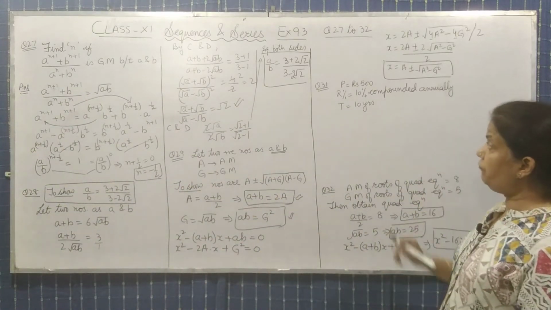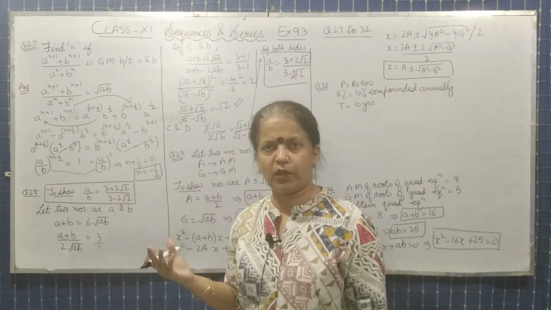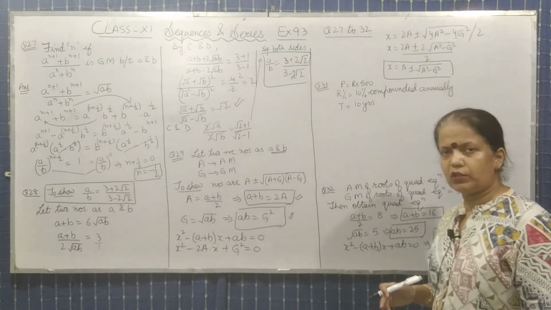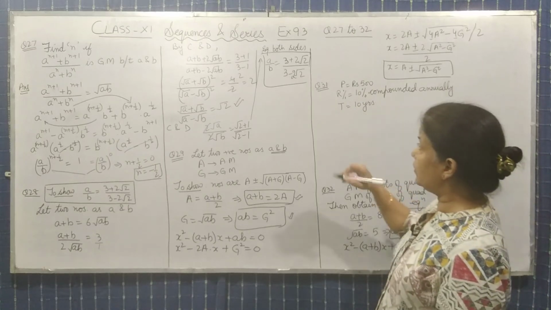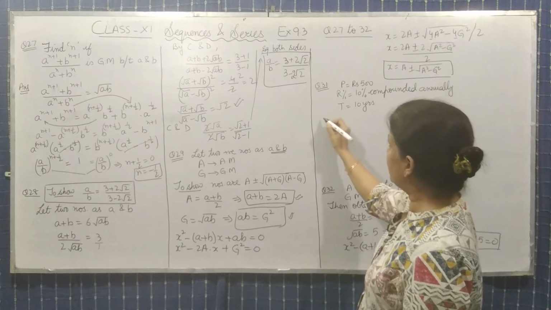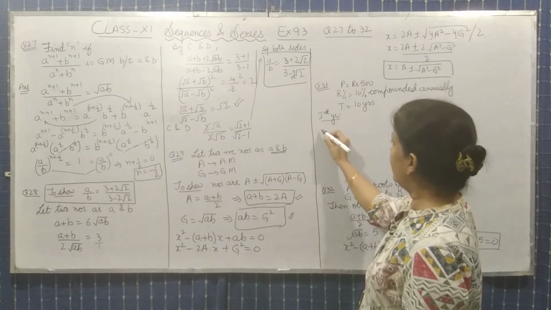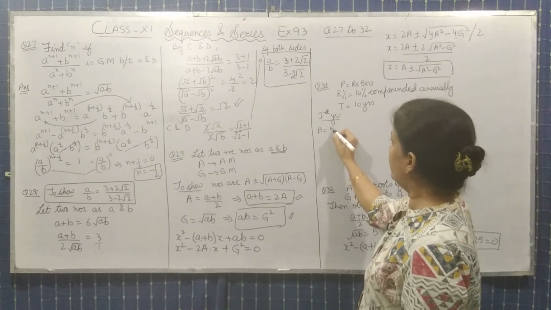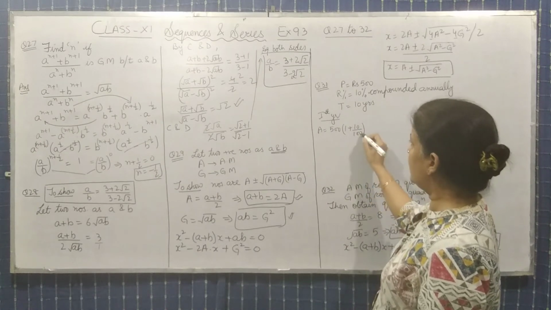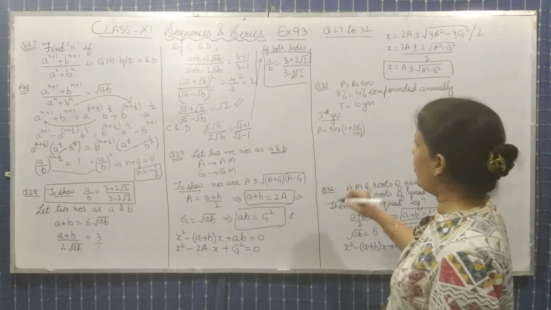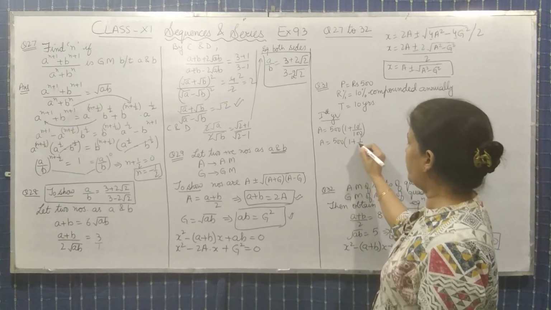We can do this with the compound interest formula also, but since we are talking about the GP, that's why we will take this concept with the GP. First year, what should be the amount for the first year? The amount will be P (1 plus R upon 100) power 1. Cancel it, so this will be the amount A equals 500 (1 plus 1 upon 10).